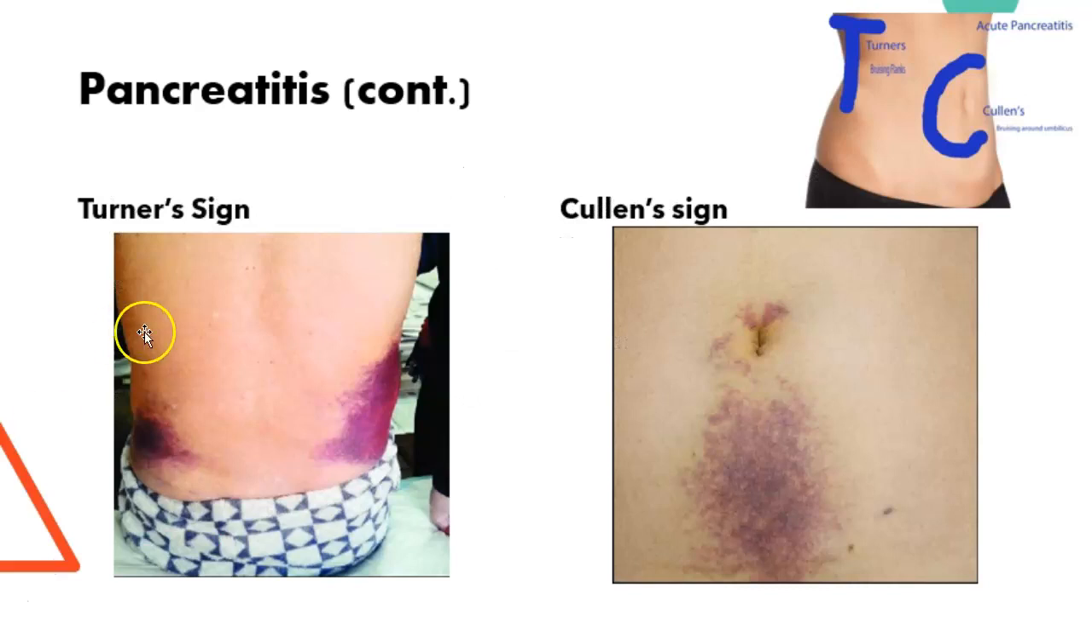You can see here on the left-hand side of the screen, this is Turner's sign, so there's that bruising on the flanks. And then your Cullen's sign, that is bruising around the belly button. And an easy way to remember Turner's, T as in looks like it's on the side of the body, and then Cullen's, C, kind of goes in a circle around the belly button.